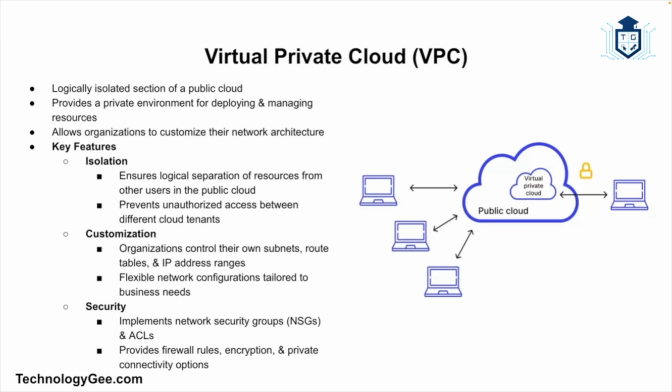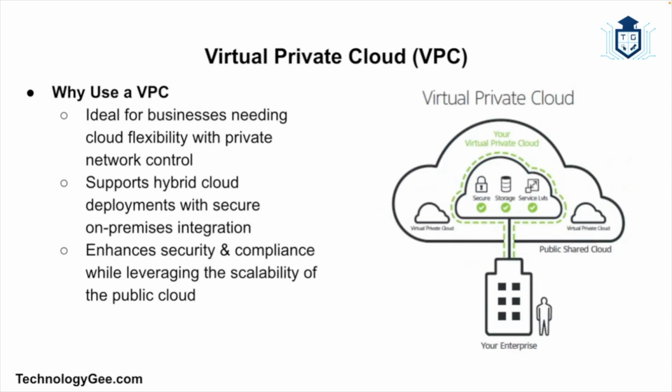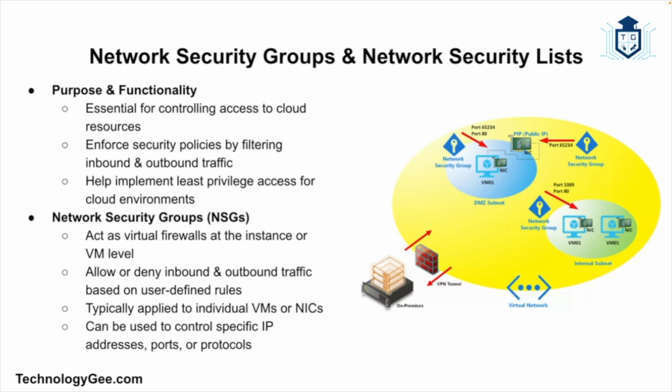And some of the key features of a VPC include the following. So there's logical separation of resources from other users of the public cloud. You have control over network configuration, such as IP address ranges and subnets. And there's enhanced security measures, such as network security groups and access control lists. And also, VPCs are ideal for organizations that need the flexibility of public clouds while maintaining control over their network infrastructure.